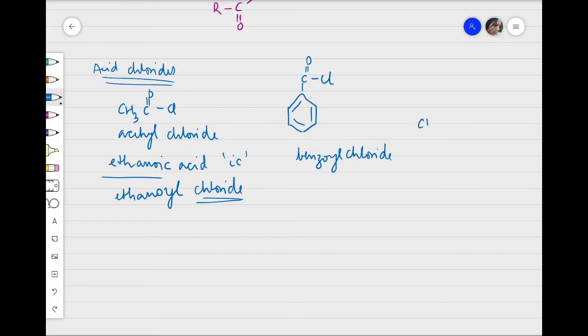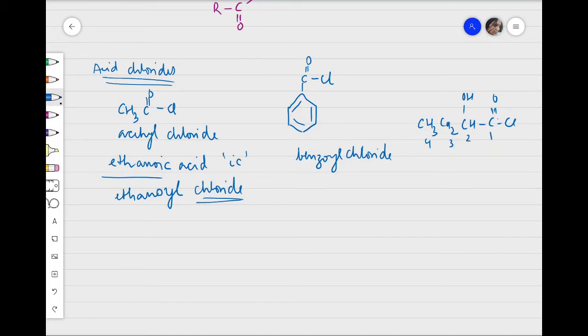For example, let me take CH3 CH2 CHOH C double bond O Cl. What would be the name? Here in this case we would take 1, 2, 3, 4. Of course, I should not be numbering it in this way. I should be numbering it from the functional group. 1, 2, 3, 4. Yeah. So the parent is butane.